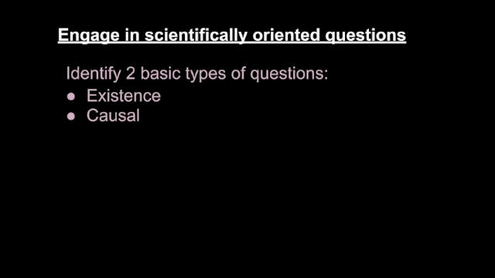Existence questions ask the why. So little Timmy comes to mom and says, "Mommy, why are we here?" Well, that's a great question, and mom may answer that question based on her value system. We're here to help others, we're here to be good, we're here to make a lot of money, whatever it is. Whereas causal questions ask the how.